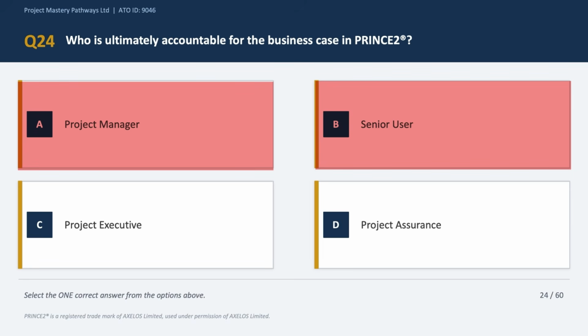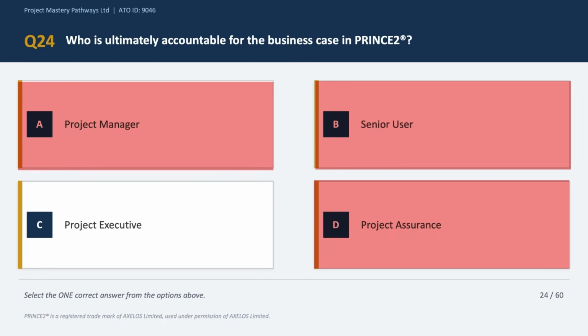Option D says project assurance. Now project assurance monitors the project on behalf of the project board. It does not own the business case. So we can eliminate option D. Option C says the project executive, and this is the correct answer choice. The executive is the single accountable owner of the project and therefore owns the business case. Think of it this way: the executive is the one who has to answer to the organization if the investment fails to deliver value. Okay, so the buck of the project stops with the project executive. So the correct answer is option C.